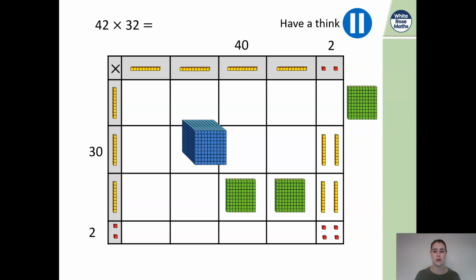So if I now consider what numbers I have left, I have 1000, I have 3 lots of 100, I have 4 lots of 10s, and I have 4 1s. Therefore my answer is 1344.